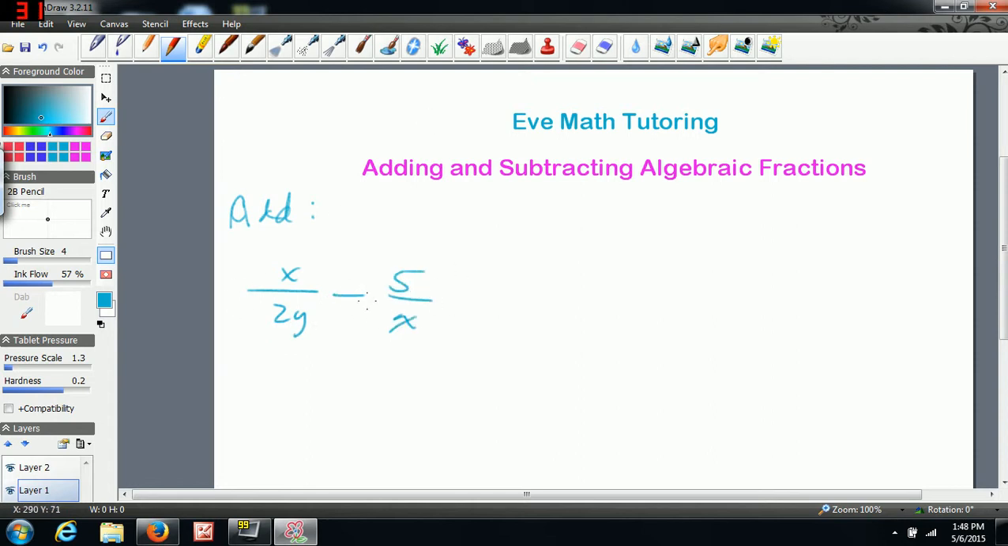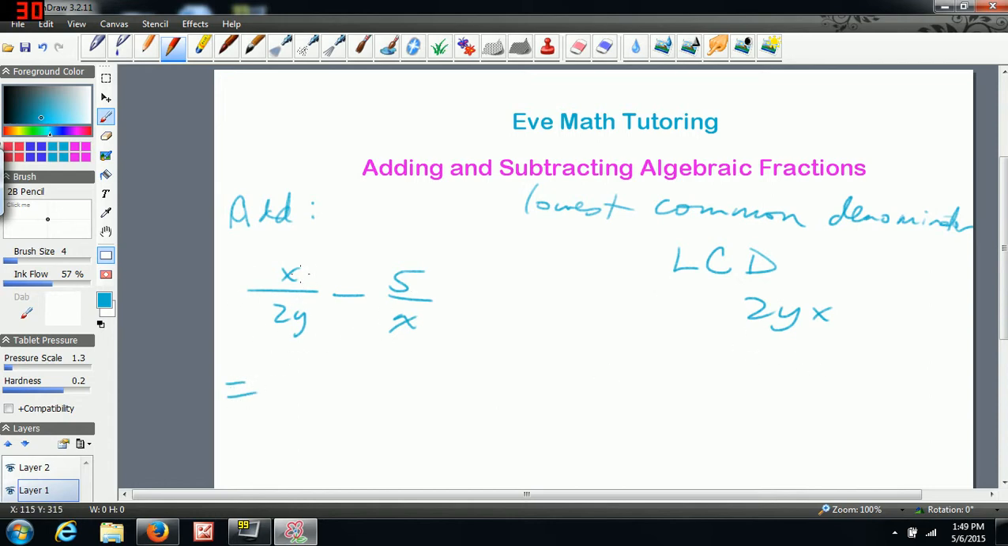So just like adding and subtracting regular fractions, what you have to do is find a common denominator. You have to have a common denominator for your fractions before you can add or subtract. That's your lowest common denominator, so we're going to look for it. In this case, something that would divide both 2y and x would just be 2yx. So you just combine the two, and that would be our lowest common denominator.